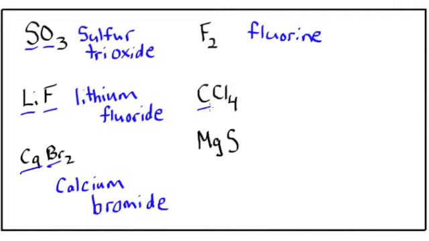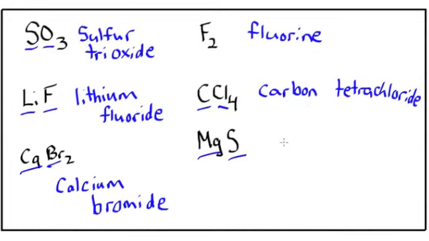This one here is a nonmetal. Carbon and chlorine, both nonmetals, and so we name it again. It would be monocarbon, but we don't use mono first. Carbon, tetra for 4. Cl is chlorine, so tetrachloride. Carbon, 4 chlorines, carbon tetrachloride.